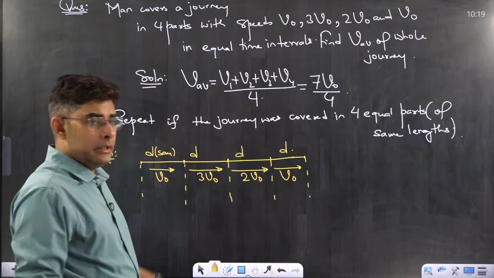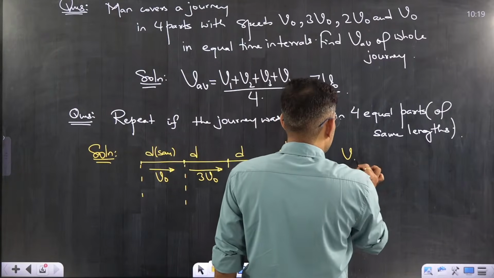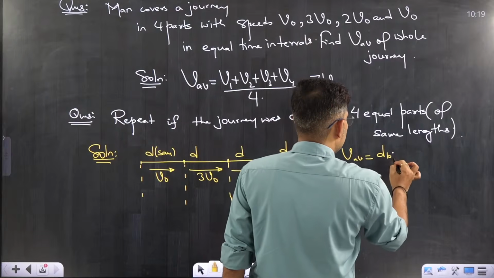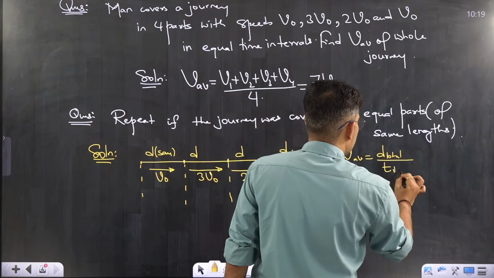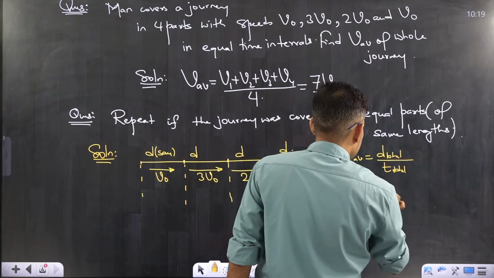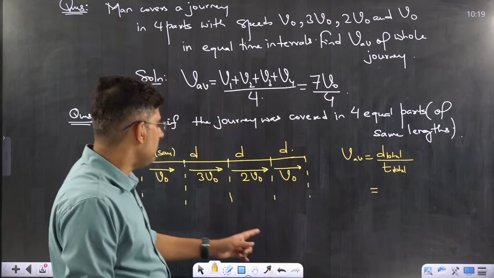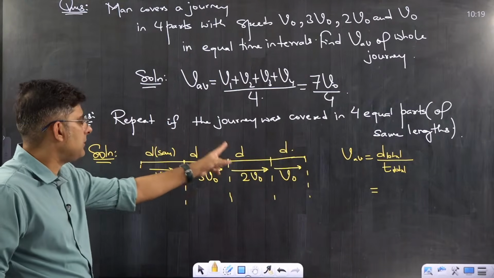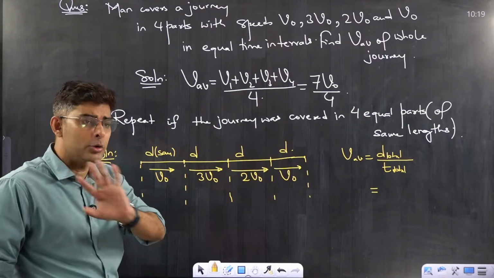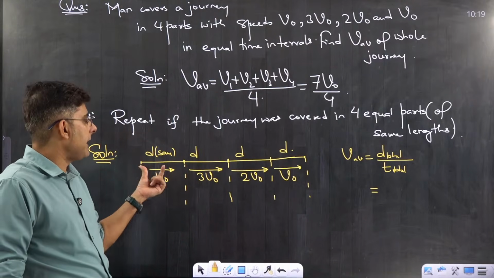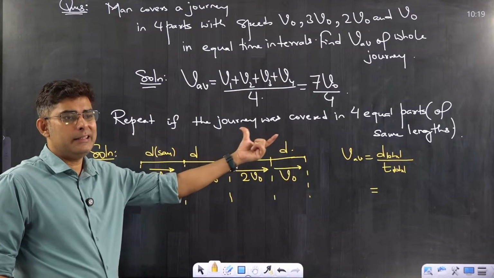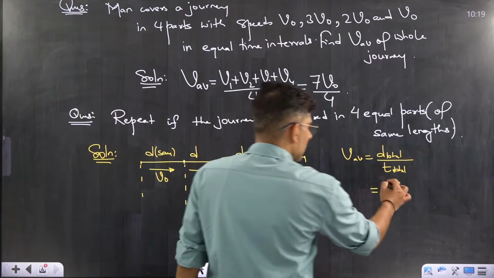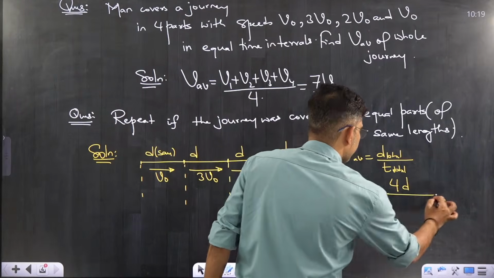Right? Keep it in mind, average speed, as I told, is total distance by total time. Just this thing has to be kept in mind. So if I see total distance, I can easily write total distance as D plus D plus D plus D. Whatever is not given, don't hesitate to assume it. Take distance as D, all the distances are D each. So total distance I can write 4D.